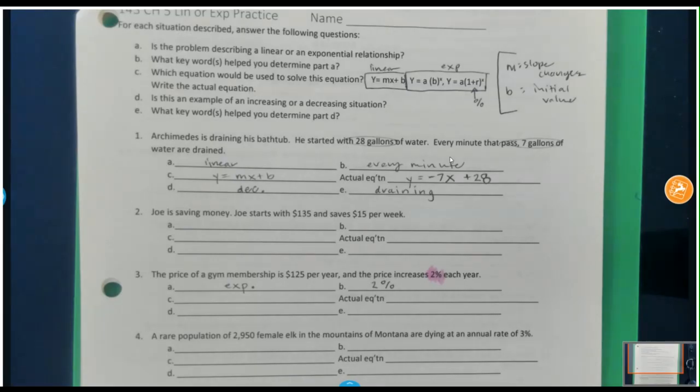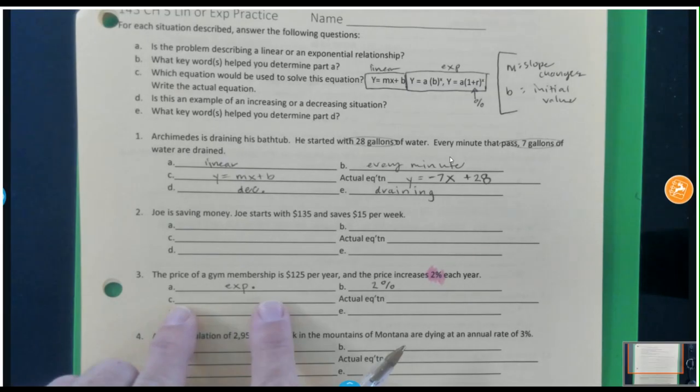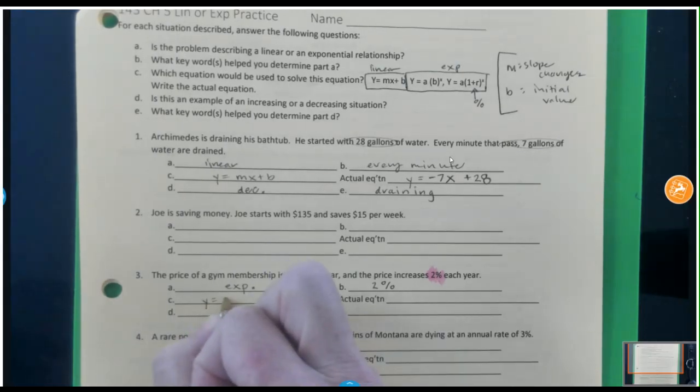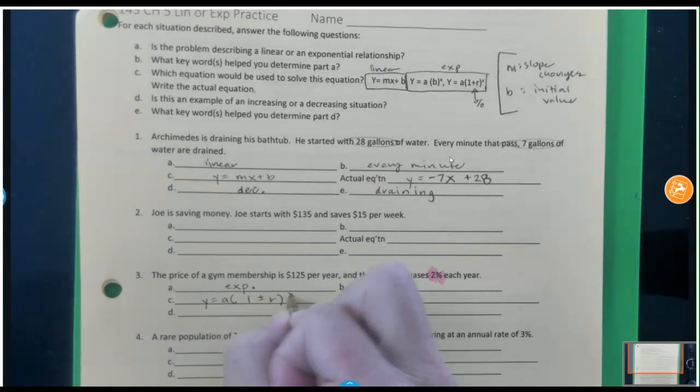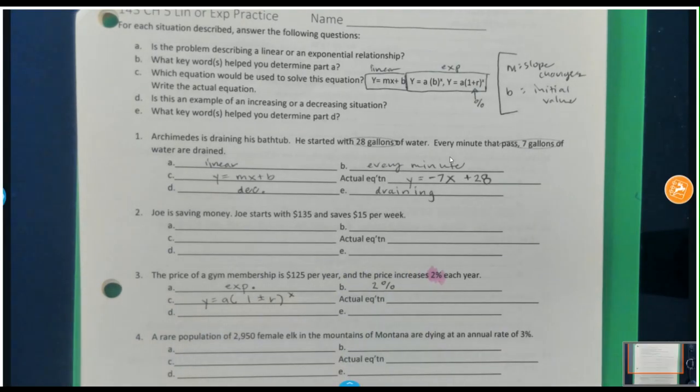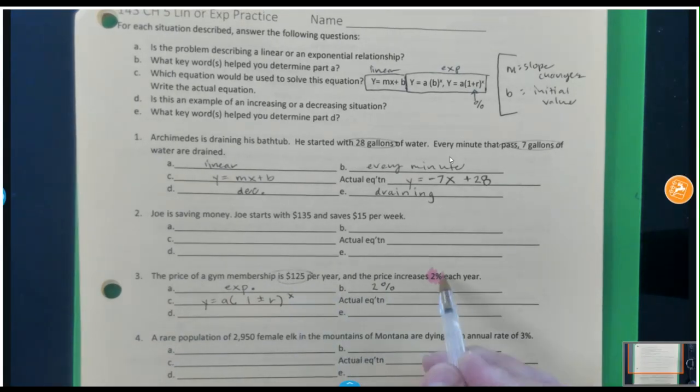C, which formula? Now, on the first line, you just write the basic formula. So it's going to be y equals a(1 plus or minus r)^x. And then over here is where you actually plug in your numbers. So we're going to plug in 125 and 2%.